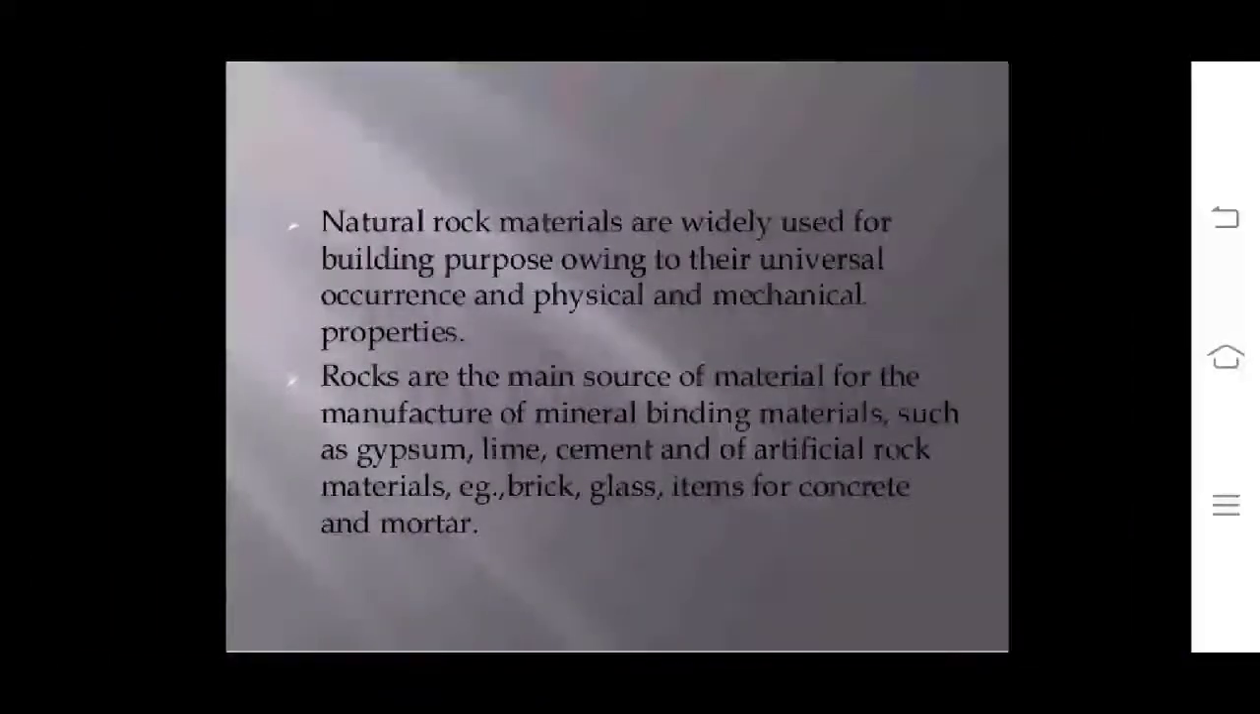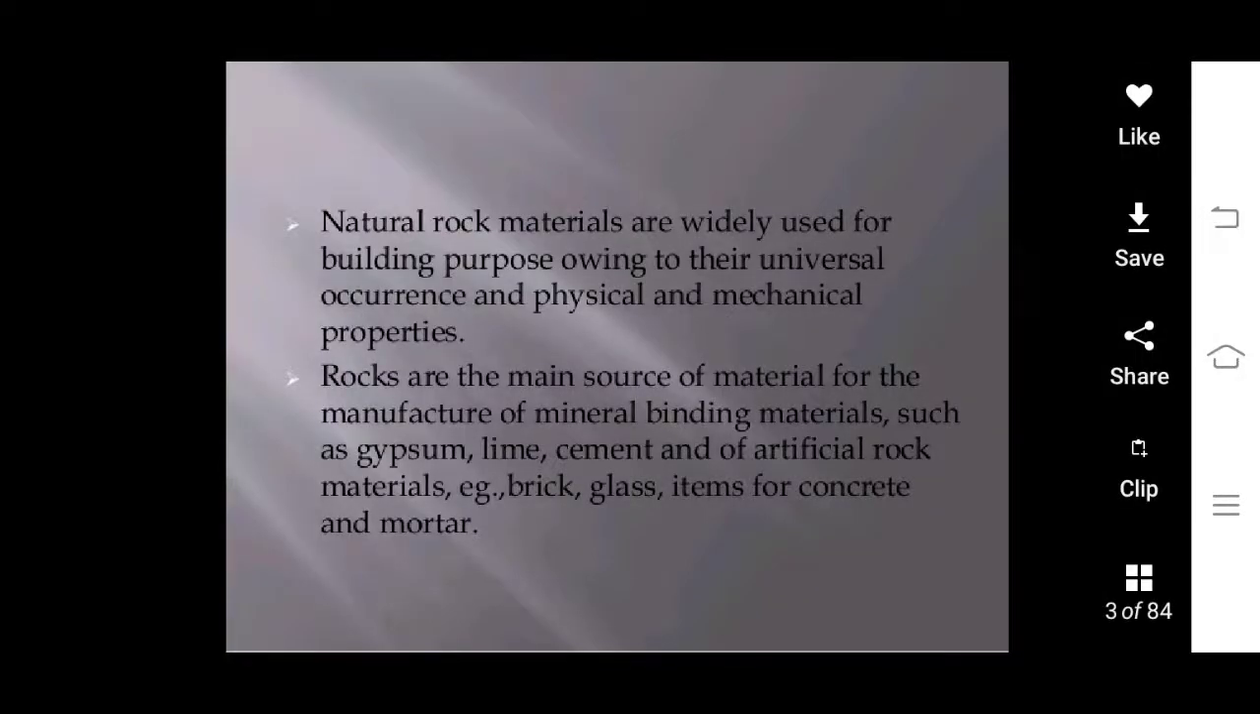Natural rock materials are widely used for building purposes, owing to their universal occurrence and physical and mechanical properties. Rocks are the main source of material for the manufacture of mineral binding materials such as gypsum, lime, cement, and artificial rock materials, for example, brick, glass, and items for concrete and mortar.